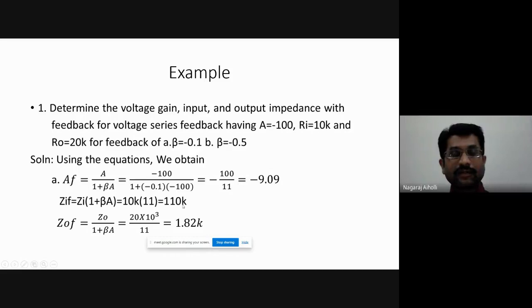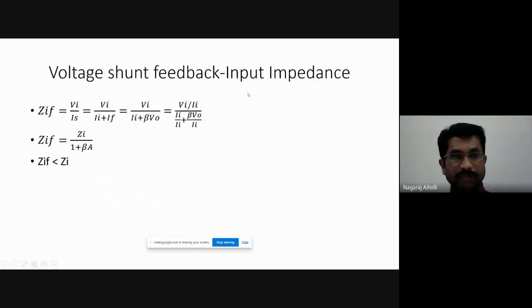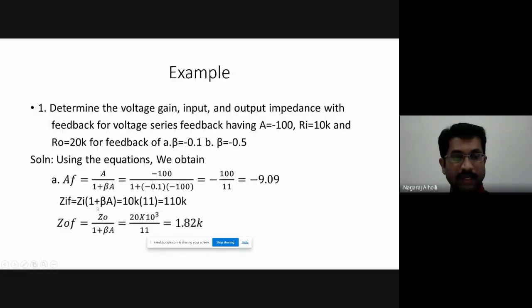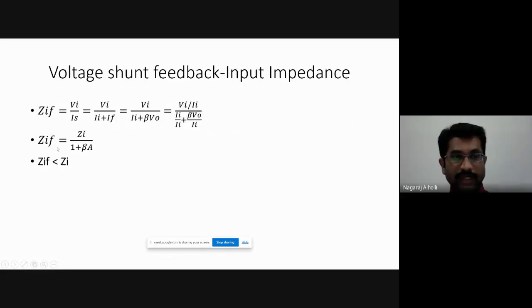Are you getting the answer? For voltage series feedback, yes? For voltage series feedback amplifier, it is Zi into 1 plus beta A. For voltage shunt feedback amplifier, it is ZIF is equal to Zi divided by 1 plus beta A. Remember, the ZIF formula for voltage series feedback is Zi into 1 plus beta A. For voltage shunt feedback amplifier, it is Zi divided by 1 plus beta A.